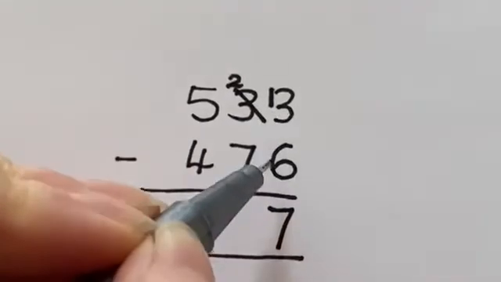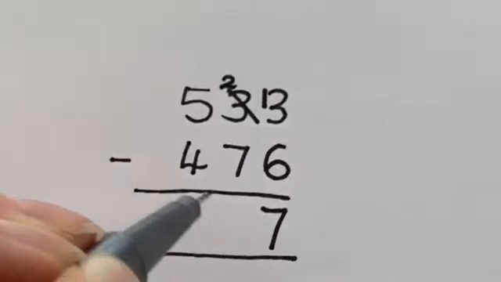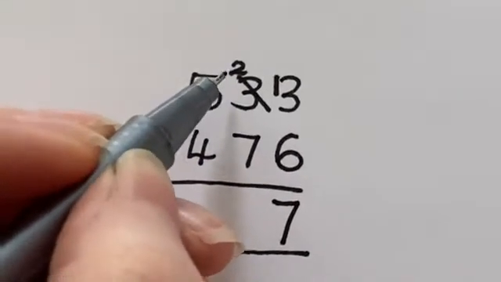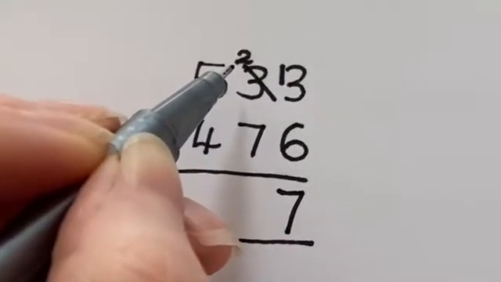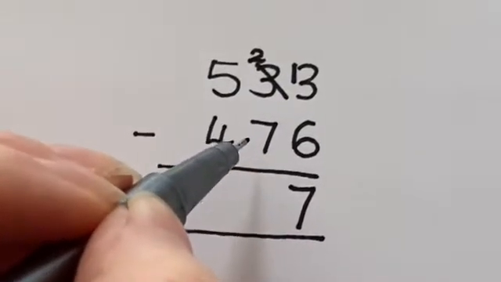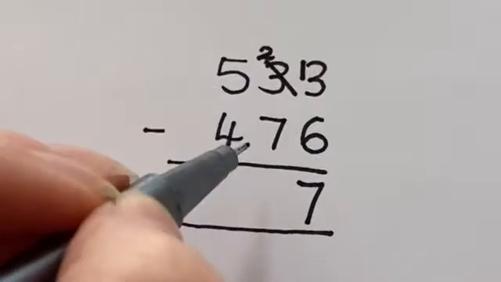So 13 take away 6 is 7. Let's go and look at the next column. So this is my tens column. I've got 2 tens, take away 7 tens. If there's more on top, don't stop. If there's more on the floor, go next door and borrow some more.